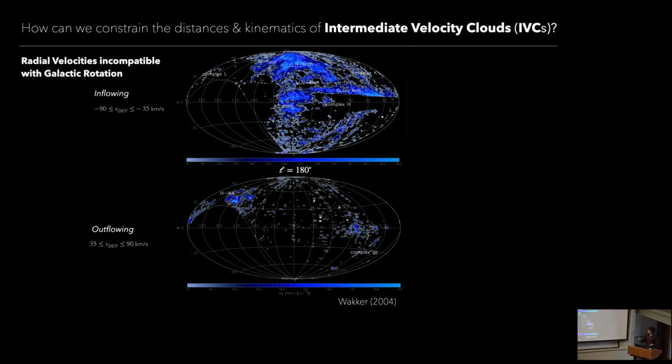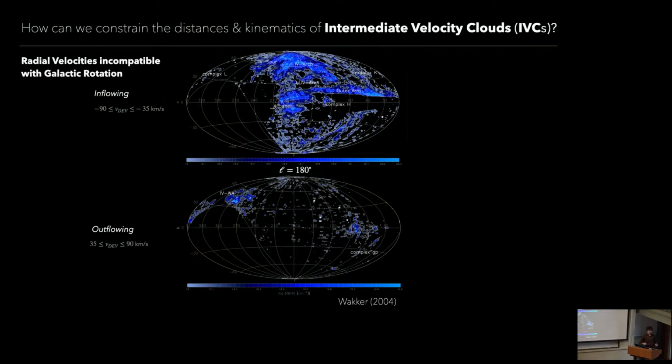I'm showing here on screen 2 maps of IVCs in the Milky Way. This is showing neutral hydrogen. These objects are identified on the basis of their radial velocities being either too fast or too slow for what we would expect under galactic rotation. So these maps are showing in the top a set of inflowing IVCs, so clouds that are moving towards us too quickly to be explained by rotation. The bottom panel is showing outflowing IVCs, that are moving too fast away from us under rotation.